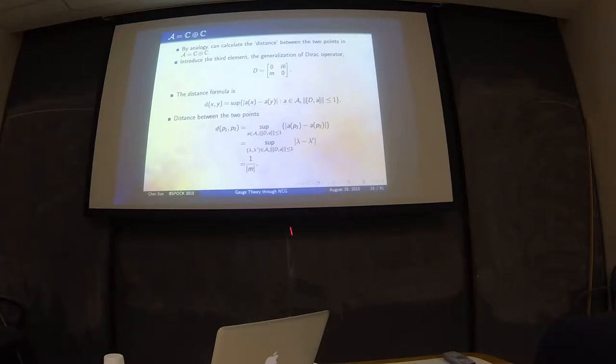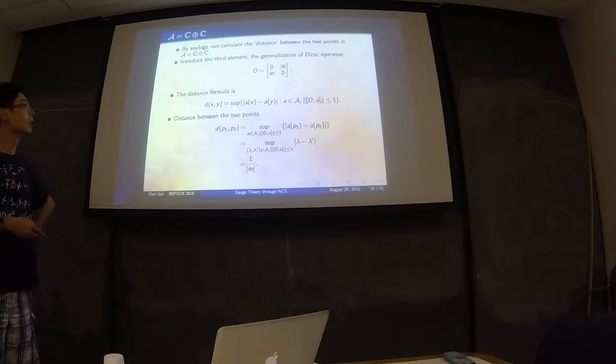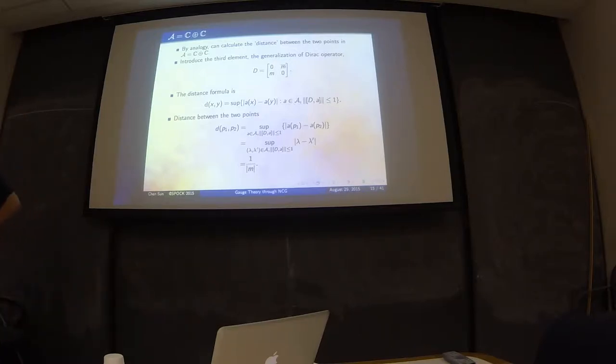And then you can calculate this distance, which is defined as the norm of M, 1 inverse. And here we have the distance between the two points. And so the derivative is defined as a commutator between the Dirac operator and the algebra.